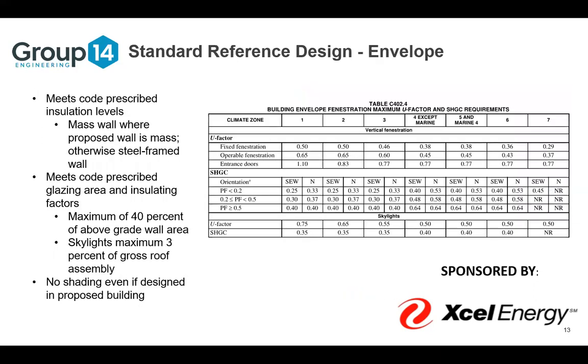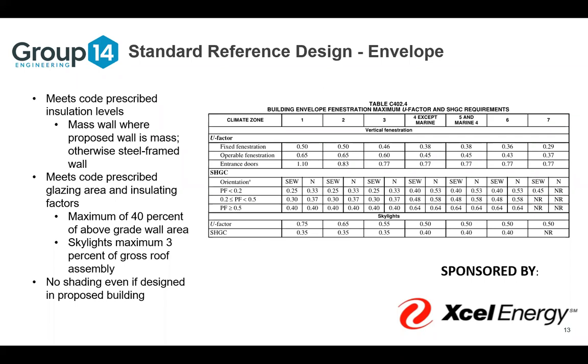So the standard reference design of the envelope. This is your baseline energy model, and all of these inputs should be listed in that report that I gave you an example of. Your baseline envelope meets the code prescribed insulation levels. There's mass wall where the wall is mass, otherwise it's steel framed wall. You don't have a metal building in your baseline design. Even if you have a metal building in your proposed, you have steel framed wall in your baseline.